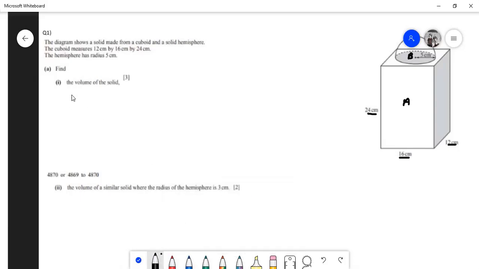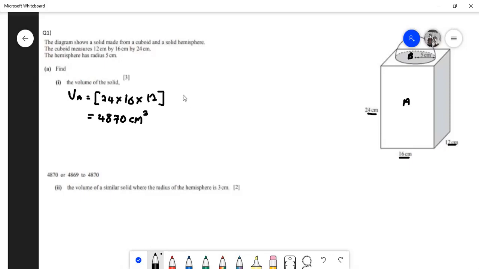So I'm going to find my volume of A first. So volume of A will be, basically it's just a multiple of length, width, and height. So 24 times 16 times 12. Okay. So when you multiply all of this, you should get your answer of about 4870 cm cubed. So this is the volume for the cuboid.